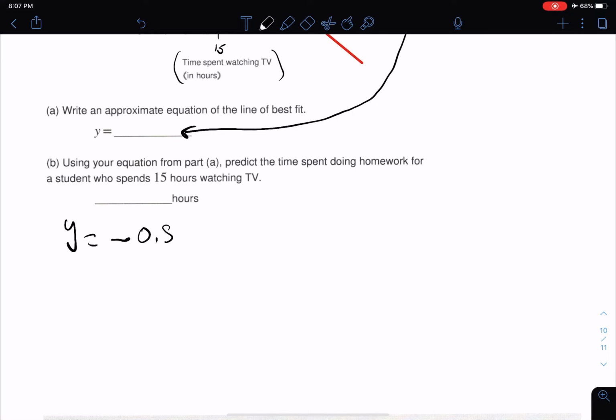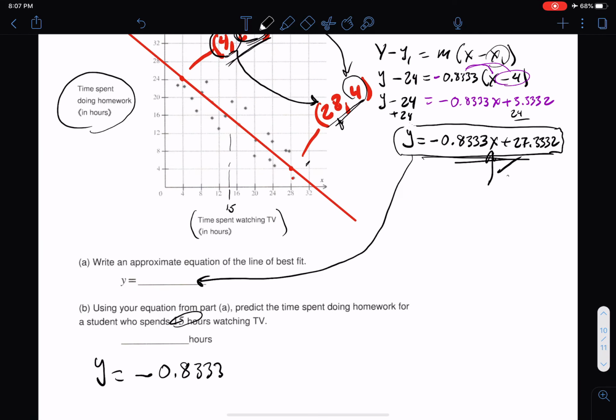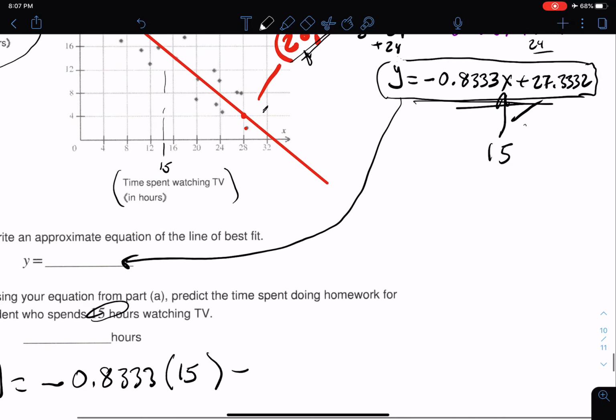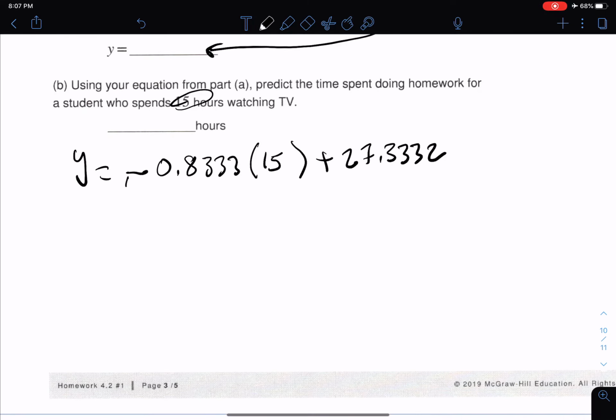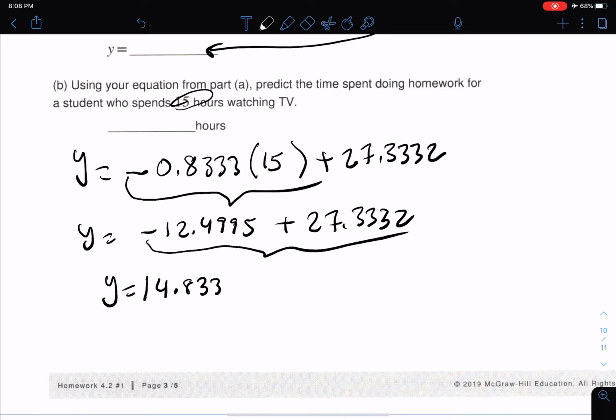negative 0.8333. I'm just copying my formula down. Then I need to put my x value in there, and we said the x value is 15 hours. So the x value goes right there, so then it's going to be times 15. And the rest of my equation says plus 27.3332. So now all we have to do is multiply that. We multiply that, we get a negative 12.4995 plus 27.3332. And when we sum those up, we get y equals about, this is approximation, right? 14.8337.